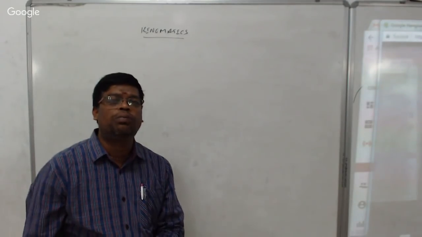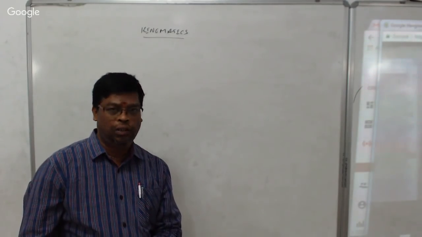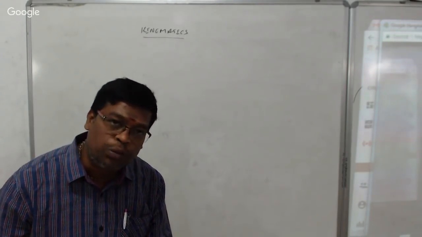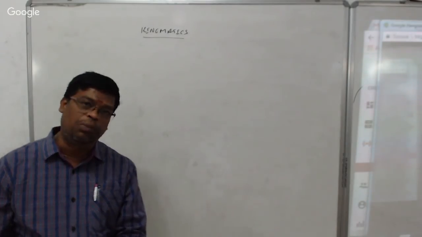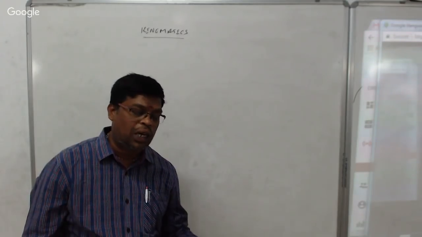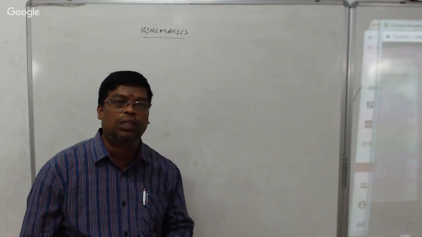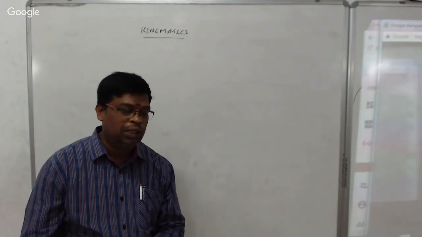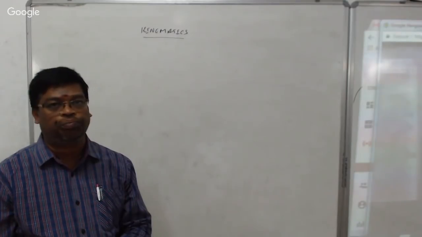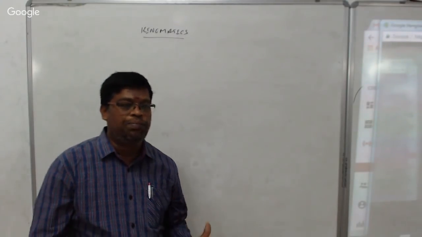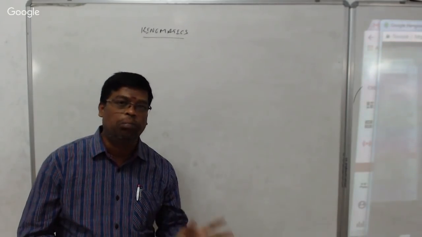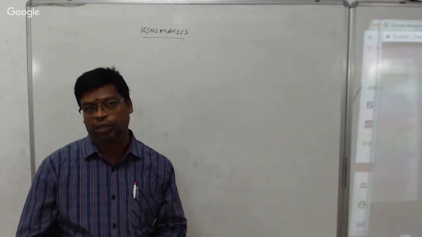And what is displacement? The shortest length of the path traveled by the body from initial position to final position. This is called displacement. Distance is a scalar quantity. Displacement is a vector quantity. Because distance has no direction, displacement has direction. Then, either distance or displacement, both are measured in centimeters, meters, or in kilometers.